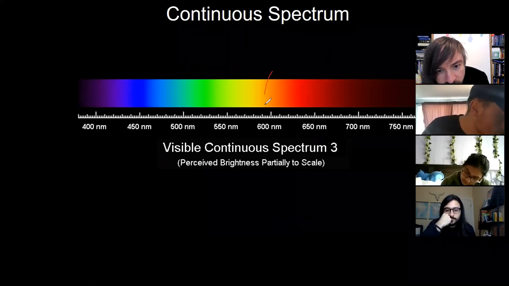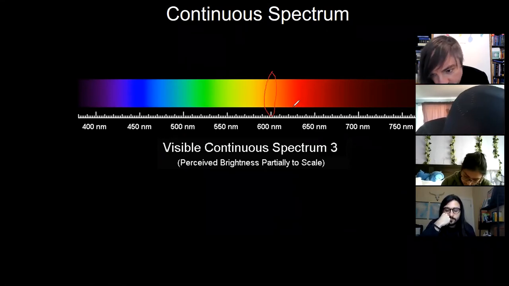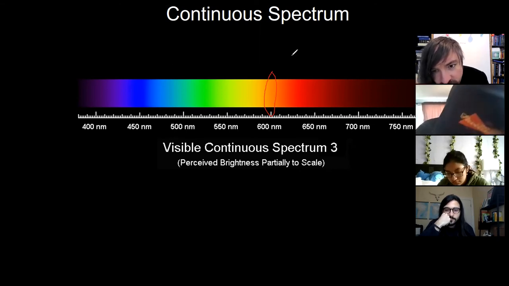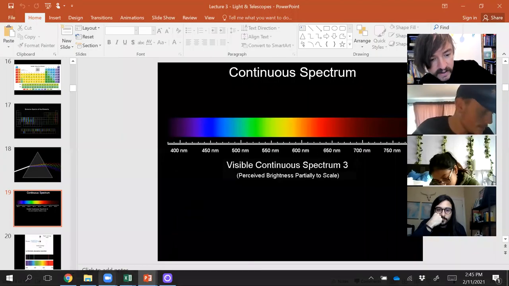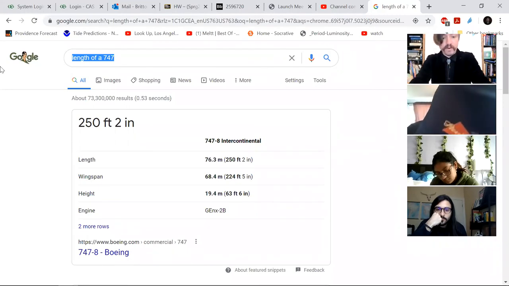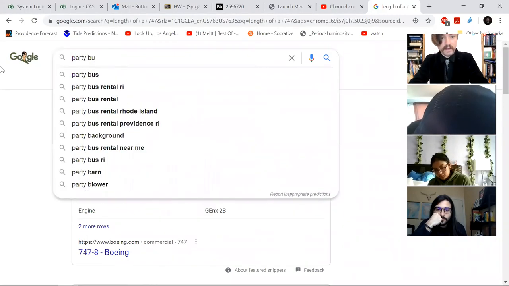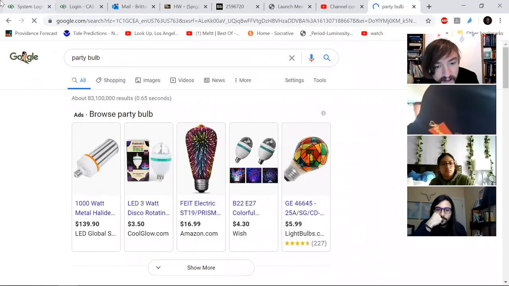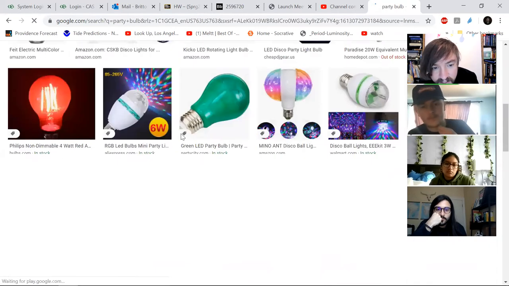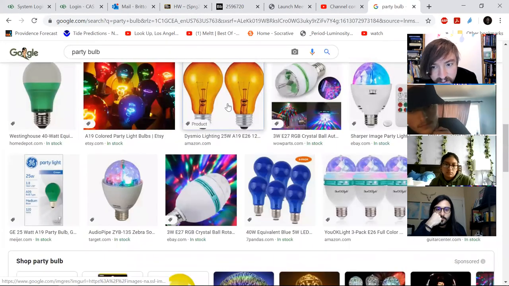In this problem, all of the photons coming from this bulb are 600 nanometers. So this is like the equivalent of an orange party bulb that you would see in the lighting section at Home Depot. Sorry, I gotta get out of here. If you've ever gone to Home Depot, you can see party bulbs. And they come in different, well, now they're all kinds of crazy, right? But it used to be you could just get, here we go, an orange party bulb.